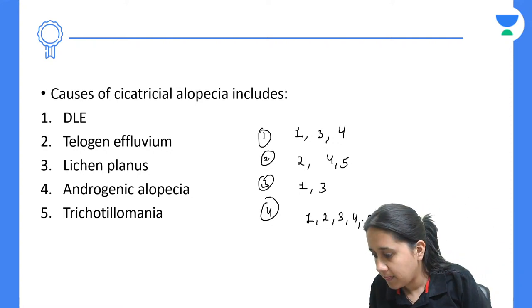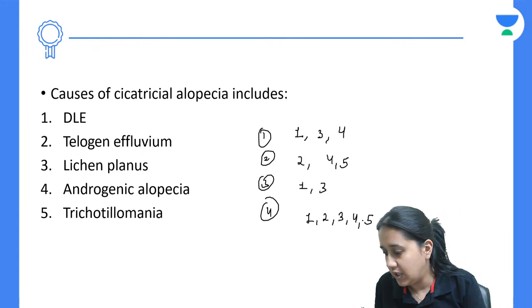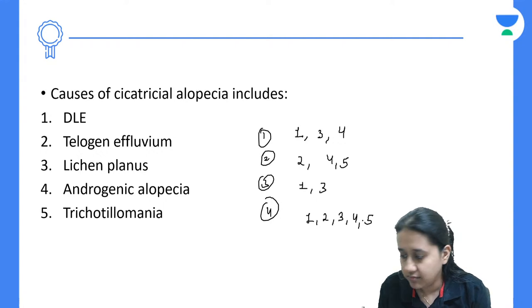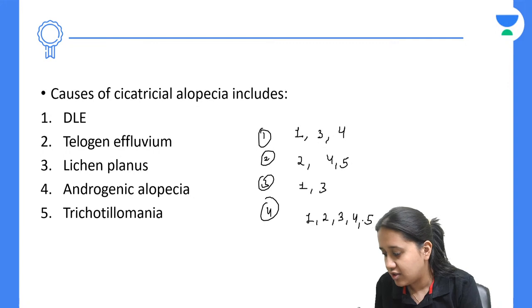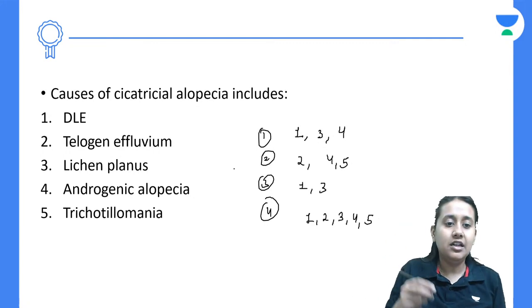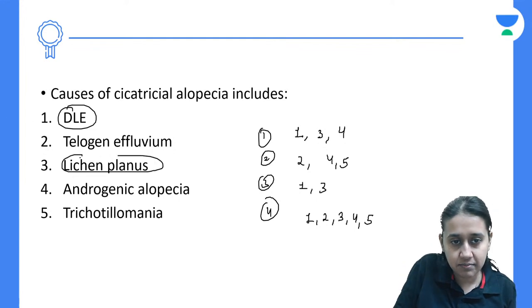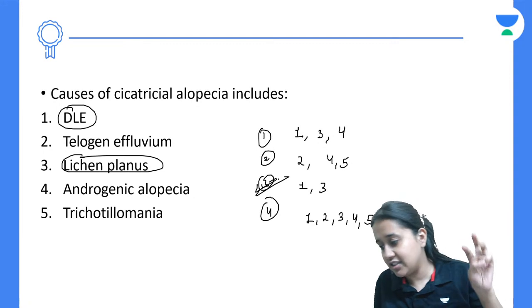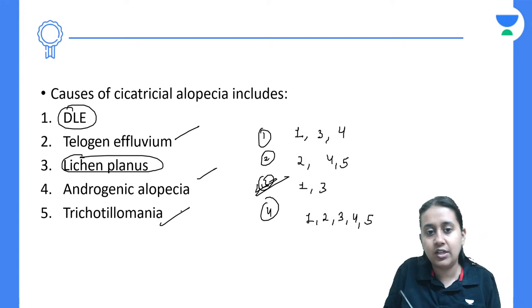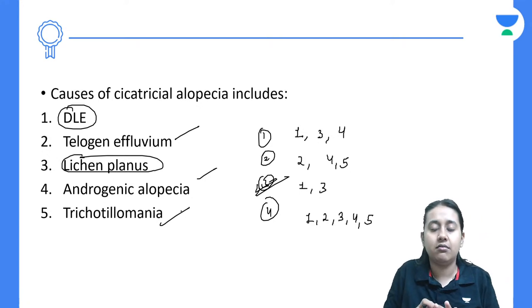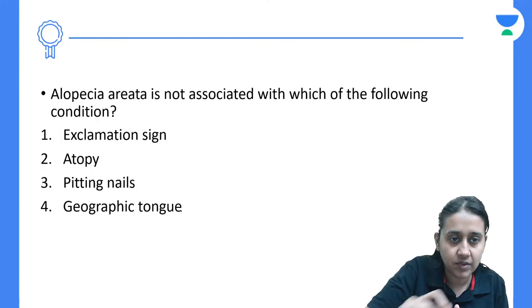Causes of cicatricial alopecia: 1, 2, 3 or 4. Very nice, Vartika. Very nice, Dr. Shweta. Very well done. Causes of cicatricial type of alopecia are DLE and lichen planus. So the correct answer should be option number 3. In telogen effluvium, in androgenetic alopecia, in trichotillomania, you get a non-cicatricial type of alopecia, or a non-scarring type of alopecia.